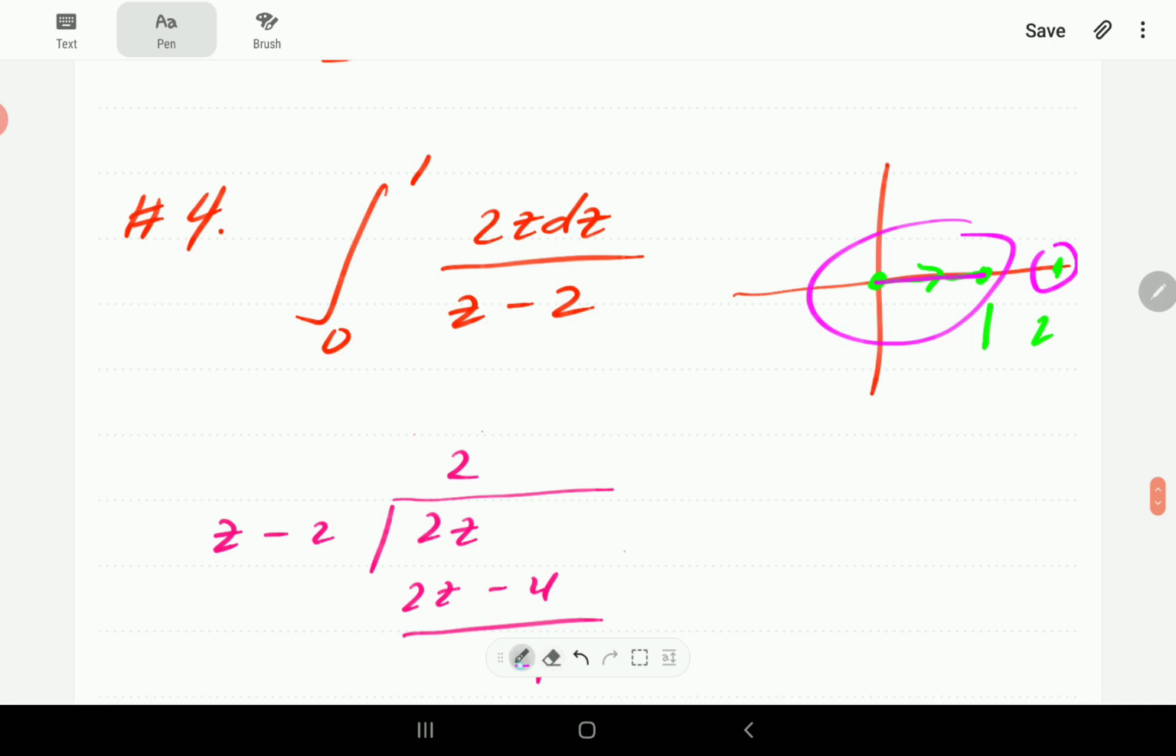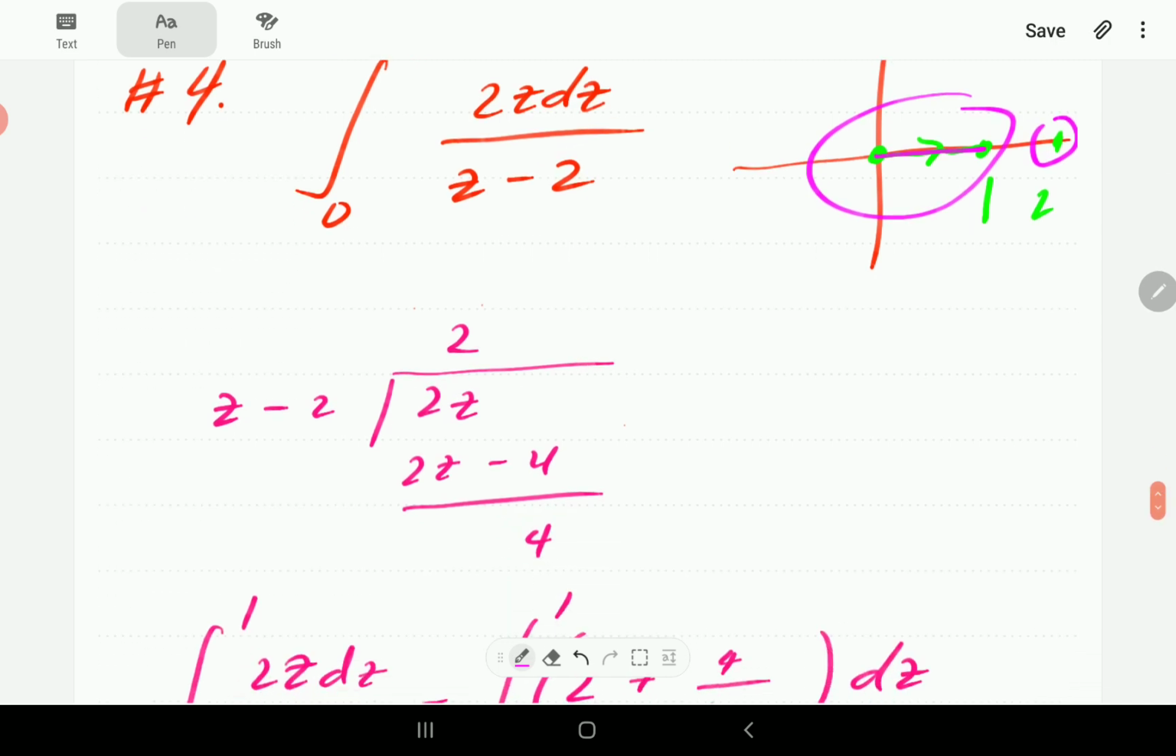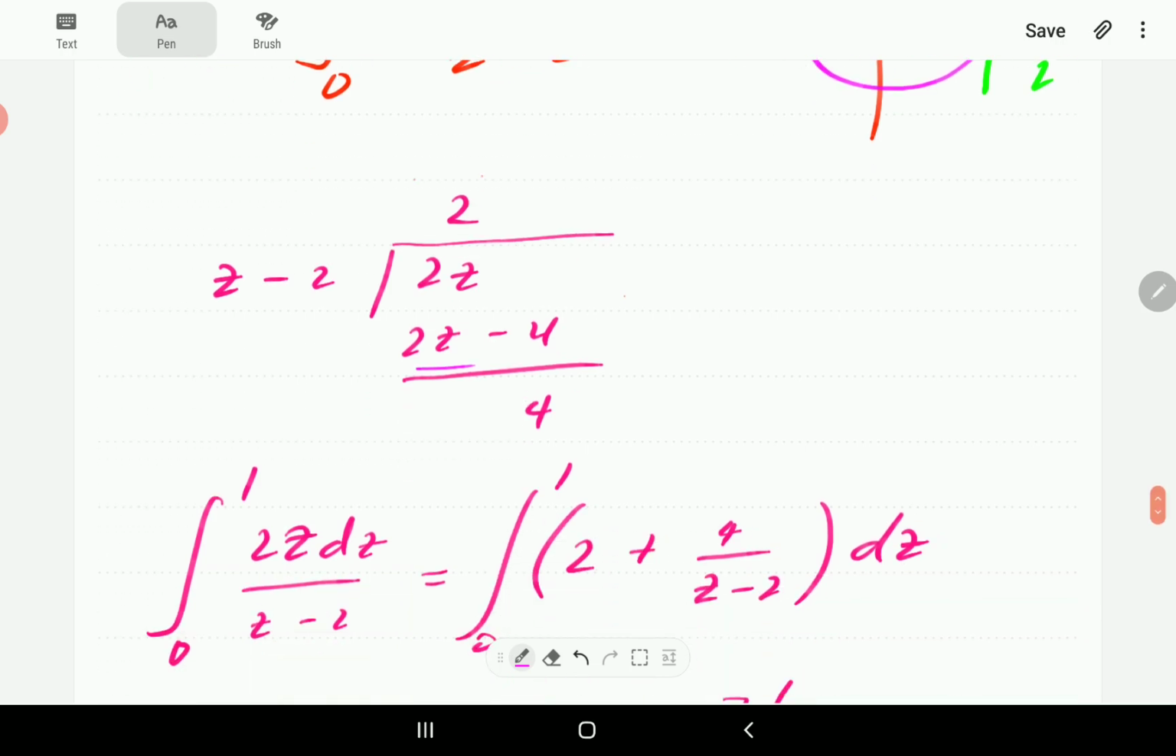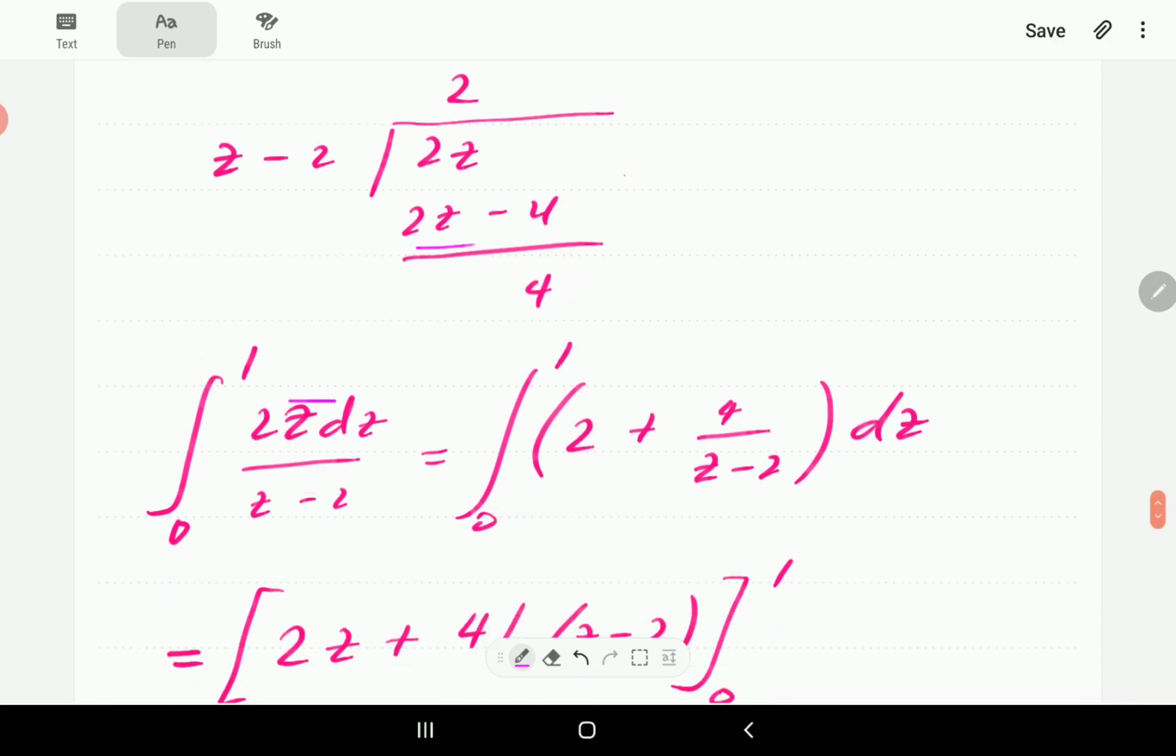To do that, we need to first divide here, because this is an improper rational function. So if we do divide, you can divide like this. Of course, you can use synthetic division as well. We find that the quotient is 2 and the remainder is 4. That means we can write this function as 2 plus 4 over z minus 2.